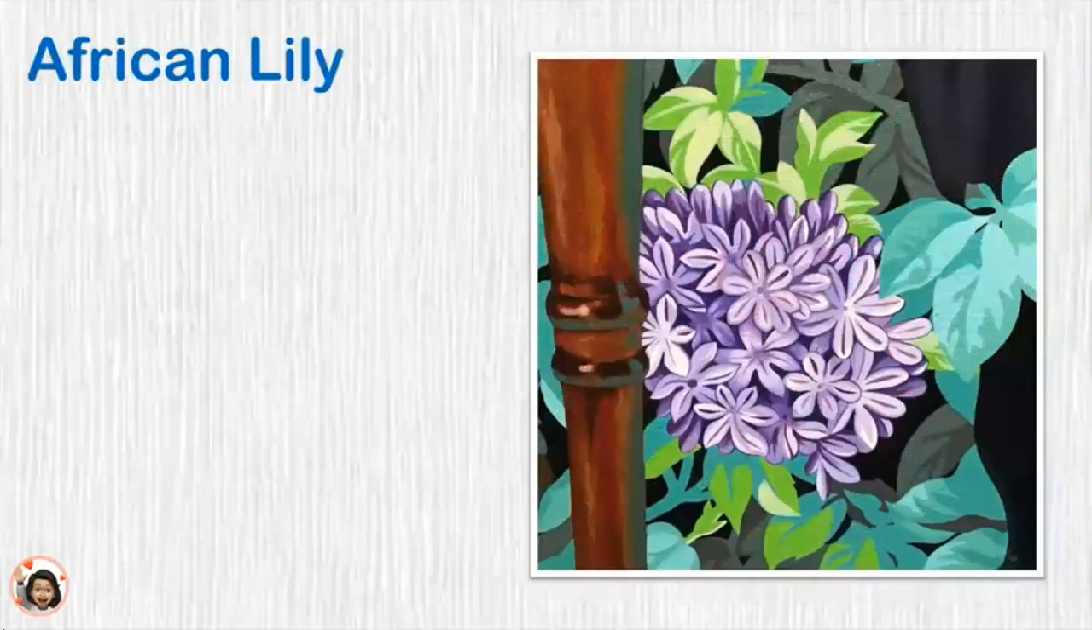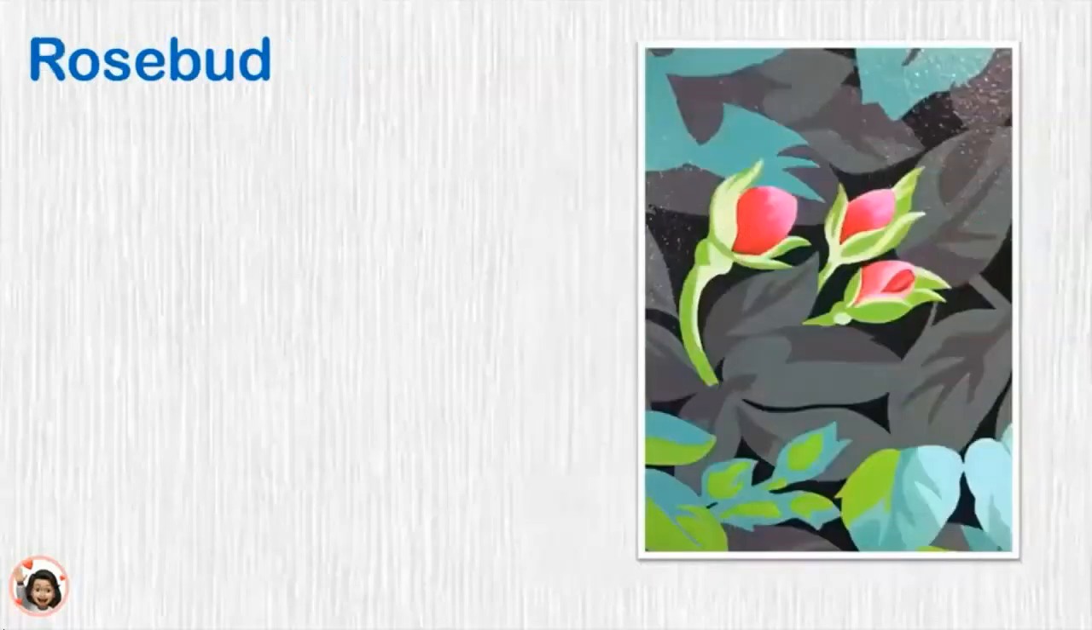The first flower is the purple African lily. This flower is included because President Obama has family from Kenya. The rosebud is another flower in the painting. The rosebud is included because it is a symbol or image of love and courage.